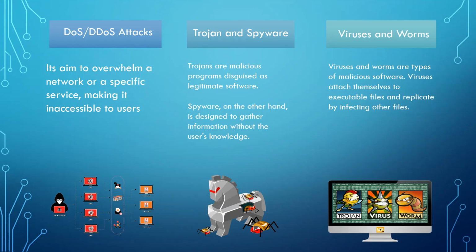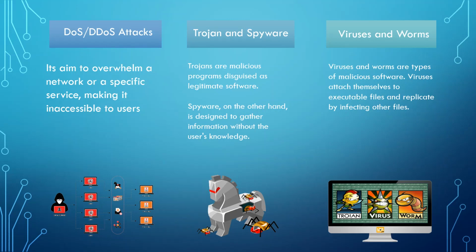The other thing is Trojans and spyware. Trojans are malicious programs disguised as legitimate software. They can enable unauthorized access to a system, allowing attackers to steal sensitive information, gain control over the infected device, or install additional malware. Spyware, on the other hand, is designed to gather information without the user's knowledge. It can browse caches, capture keystrokes, and collect personal data.